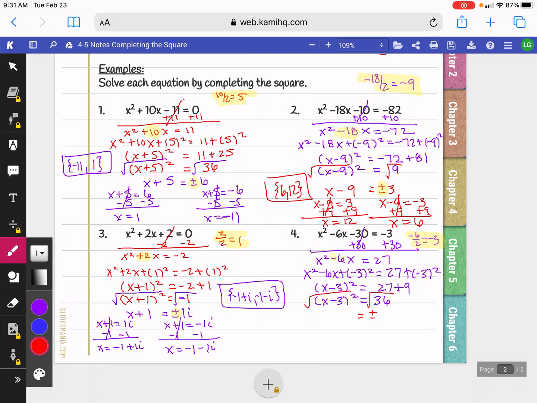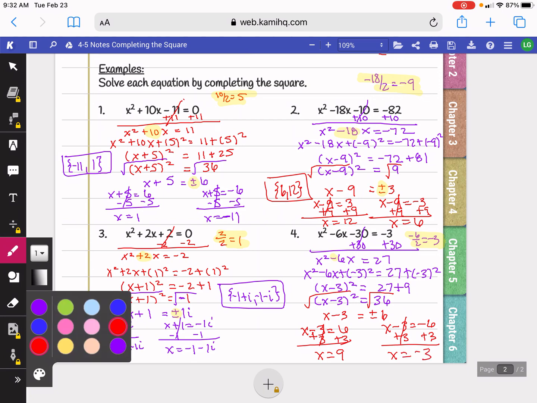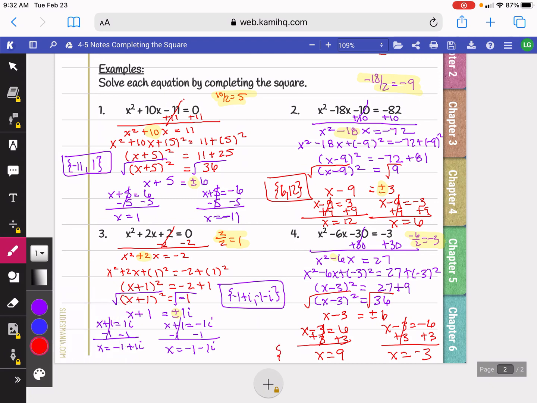Remember, when you do that, you get a positive or negative answer. The square root of 36 is 6. So I have x − 3 equals positive or negative 6. And now I can separate this into two different equations. One is going to equal positive 6. The other one will equal a negative 6. And then I can start solving. So my first solution is 9. My second solution is negative 3. In my solution set, I like to go from lowest to highest, but it's up to you. I will just make sure to include the negative 3 and the 9.